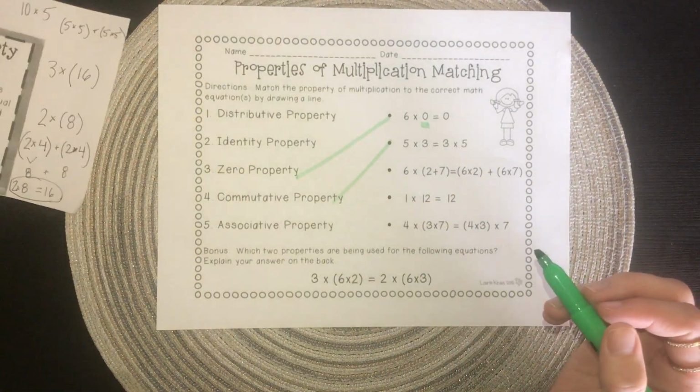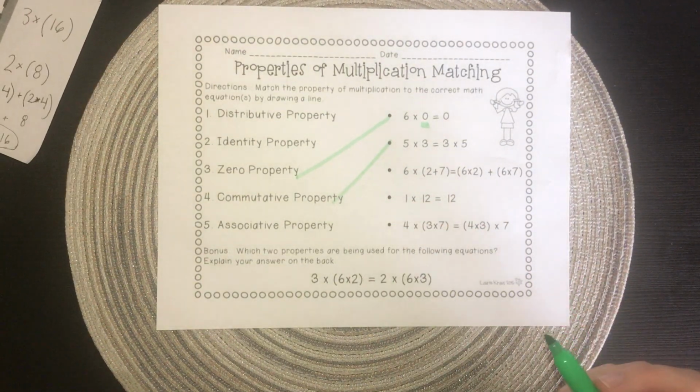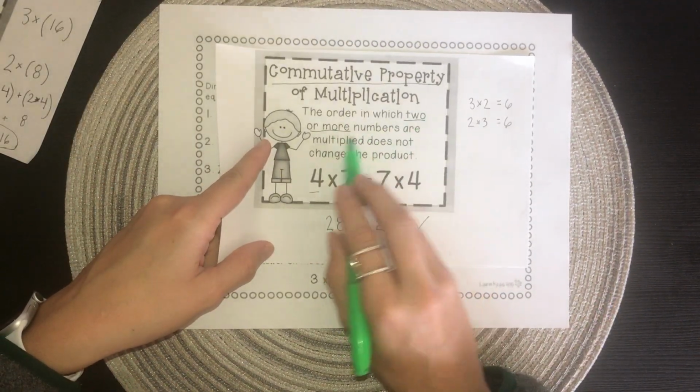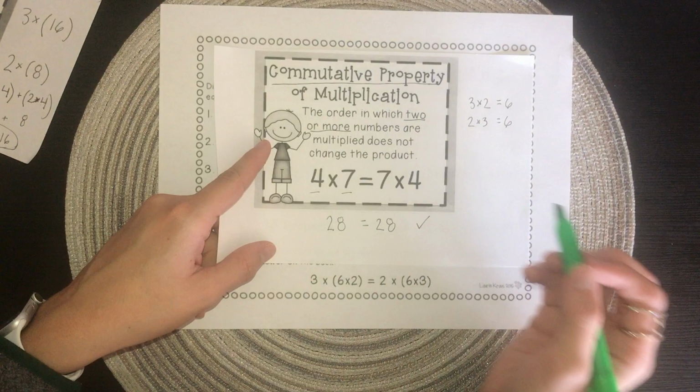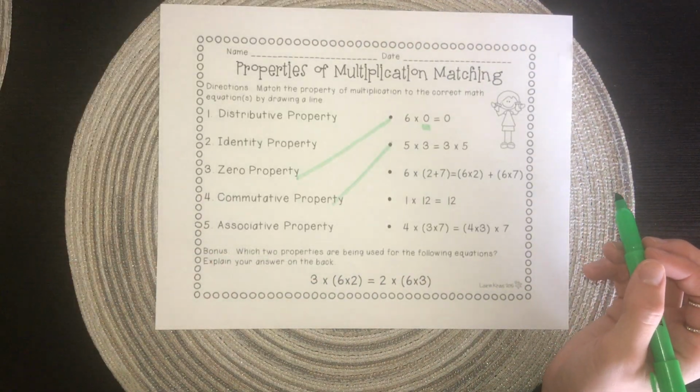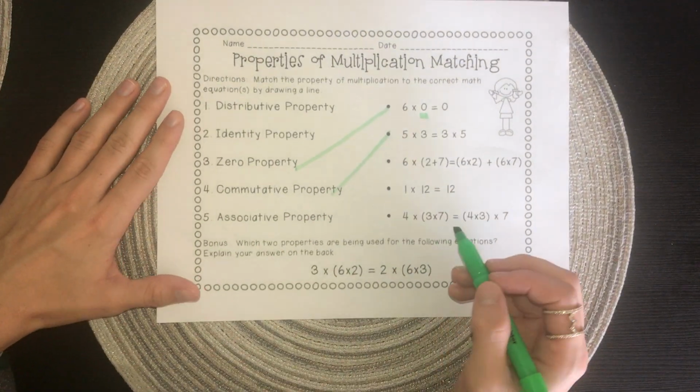And you're not going to have to memorize them like this, but I'll bring you back to the commutative property slip. So this just says the order in which 2 or more numbers are multiplied does not change the product. So the commutative property is all about the order. So I match that one up with the commutative property.